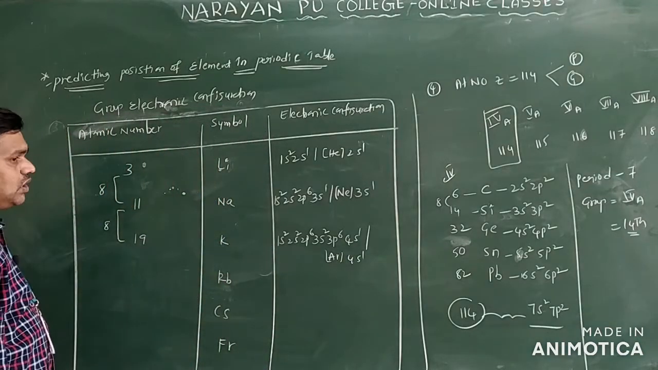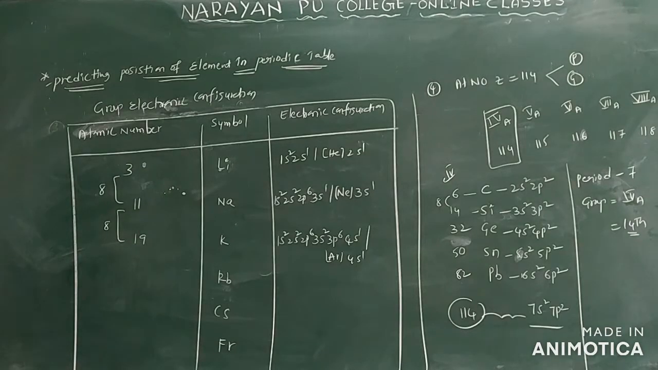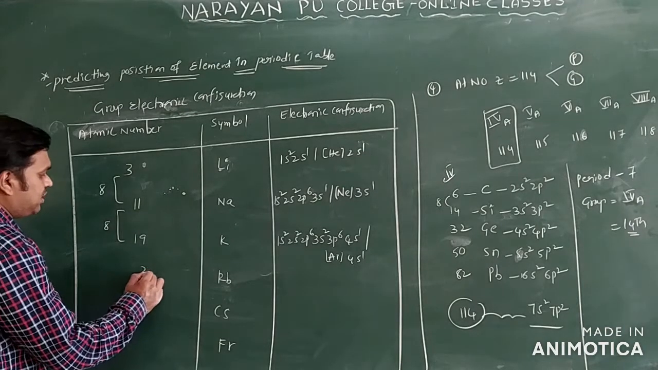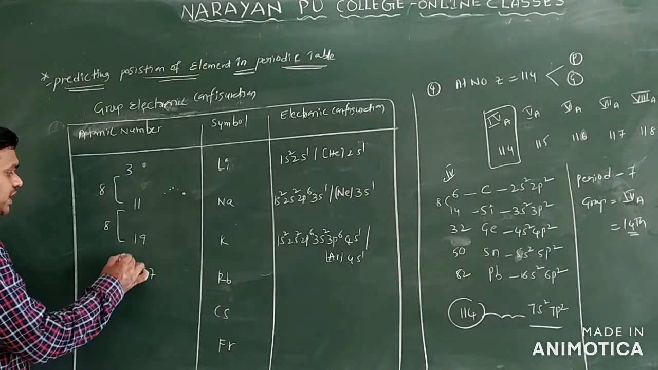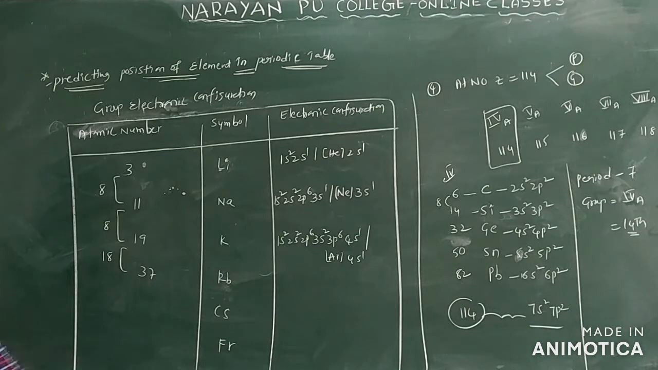So next, what is the element we have? The next element we have is rubidium. I will write the atomic number, it is 37. Why? What difference can you add here? 18 difference you can add. So the atomic number we have is 37. Now you will write the electronic configuration of this element.